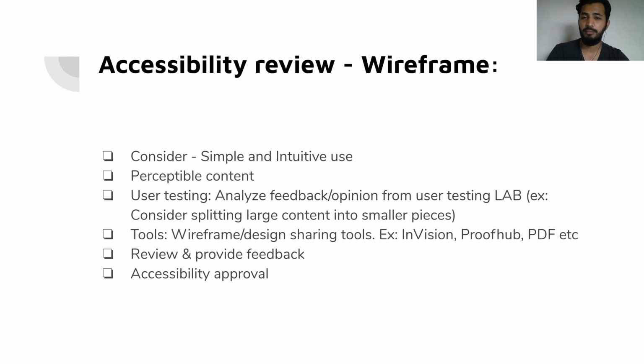User testing, again, can play a big role through Opinion Lab for any company if they have it, or having someone as a member of the team, an accessibility engineering team member, can also be really helpful here. Now, the tools that we can use to evaluate this are, again, the basic tools that are being used to develop a wireframe, for example, InVision, ProofHub, PDF, etc. And if we can add an accessibility approval as a requirement for this stage, this will definitely be helpful to make sure that accessibility is being reached for the wireframe as well.